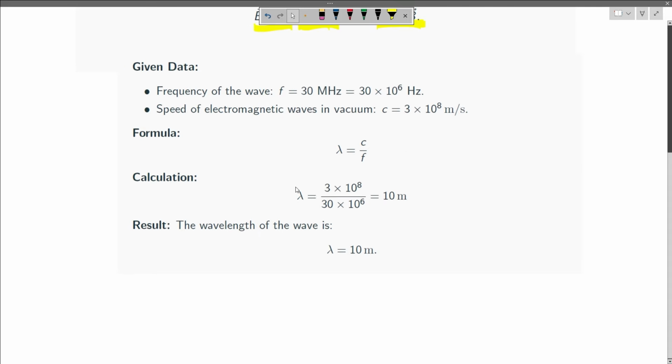Now we have to find out the wavelength of the wave whose frequency is 30 megahertz. So the frequency of the wave is given as 30 megahertz, or 30 into 10 to the power 6 hertz. The formula for calculating wavelength is the speed divided by frequency. So speed is going to be 3 into 10 to the power 8 meter per second, which is constant, and frequency is 30 megahertz. So after dividing it, we will get a value of 10 meter, that is wavelength is 10 meter.